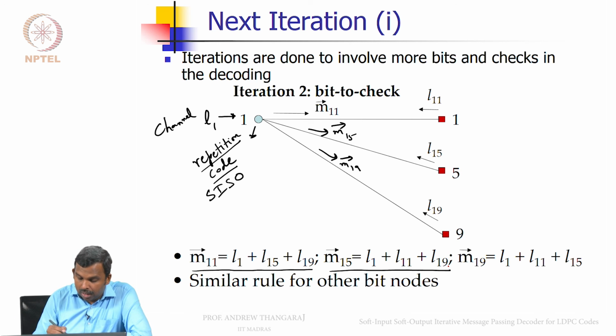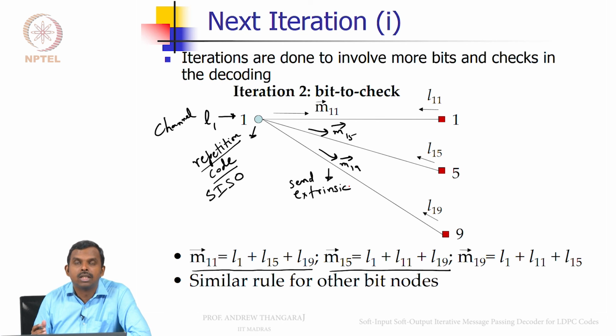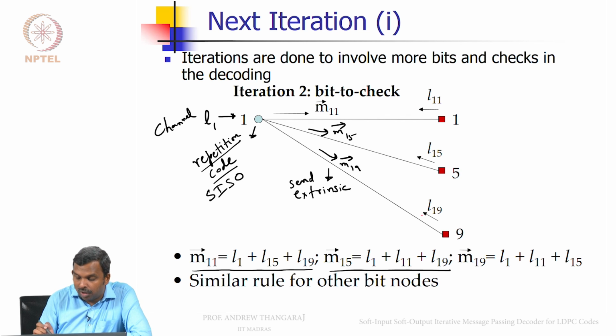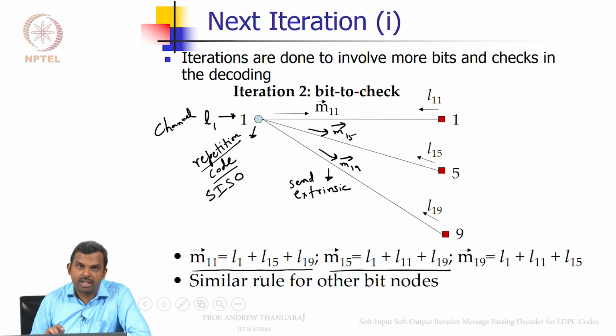Remember you have to send only extrinsic information. This is an important rule in message passing. You cannot send total beliefs. If you send total beliefs, things will go wrong. There will be too much dependency in these LLRs and you will not be doing correct operations. So, if you get L11 from check node 1, you do not send anything with L11 back to that node. You only send L1 plus L15 plus L19 back to that node. It is a very neat way in which iterations proceed.